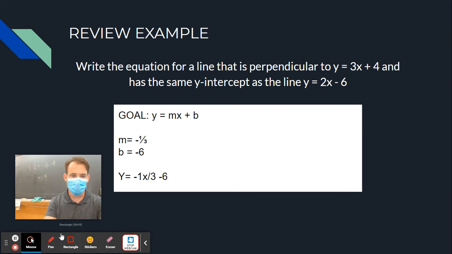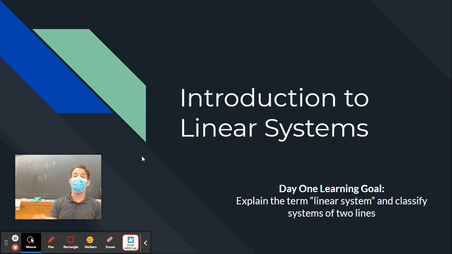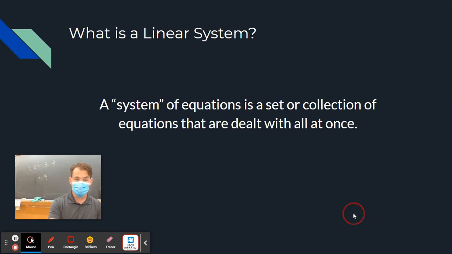You can go ahead and write that down and quick review those topics. Now let's keep going. Now we are going to introduce linear systems. So we want to understand, first of all, what a linear system is. Now this is a system, and we want to be able to classify systems where we have two lines. All right, so let's take a look.